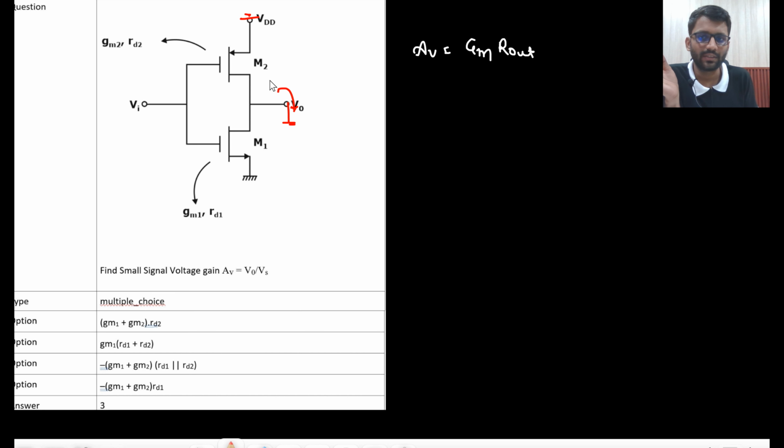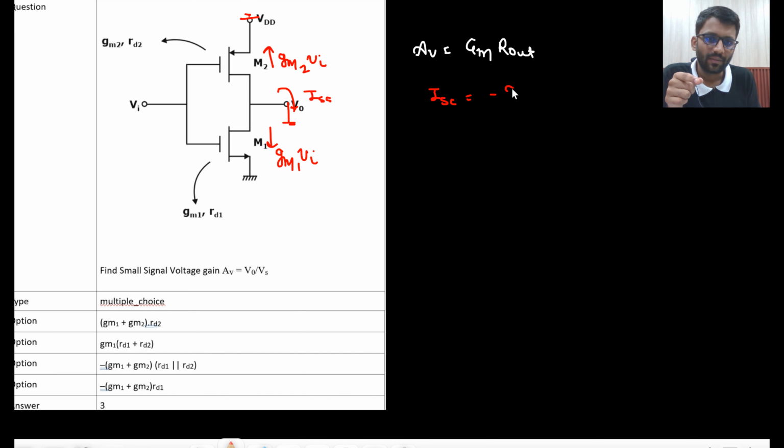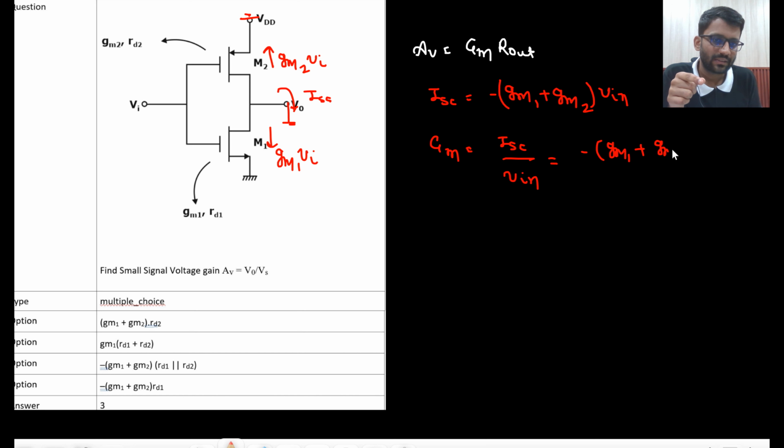This will also be shorted. This is V in. So current in the upward direction would be GM2 V in. Current in the downward direction would be GM1 V in. So this is our ISC current. So ISC is minus GM1 plus GM2 into V in. And how is capital GM defined? Capital GM is defined as ISC divided by V in. So that would be minus GM1 plus GM2.